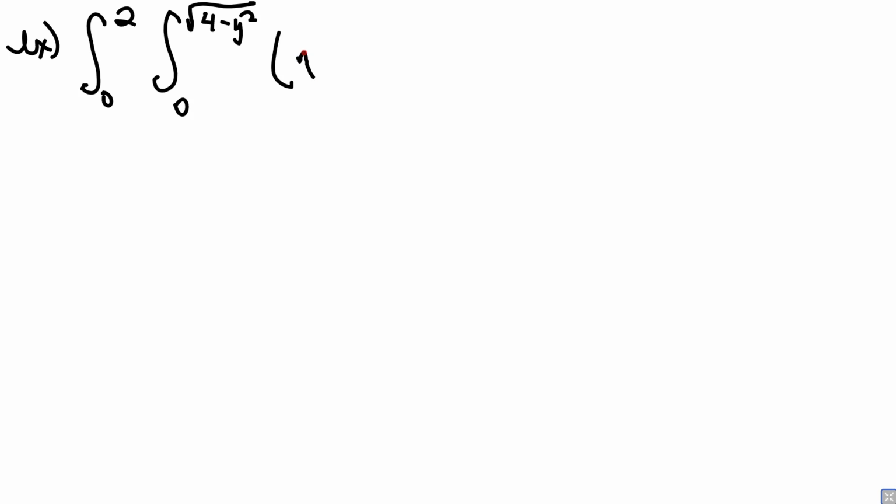All right, so next example, we have this. We have the integral from 0 to 2, integral from 0 to the square root of 4 minus y squared of x squared plus y squared dx dy. Okay. So again, with doing this, I want to look at a graph of it so I know how to convert it correctly.